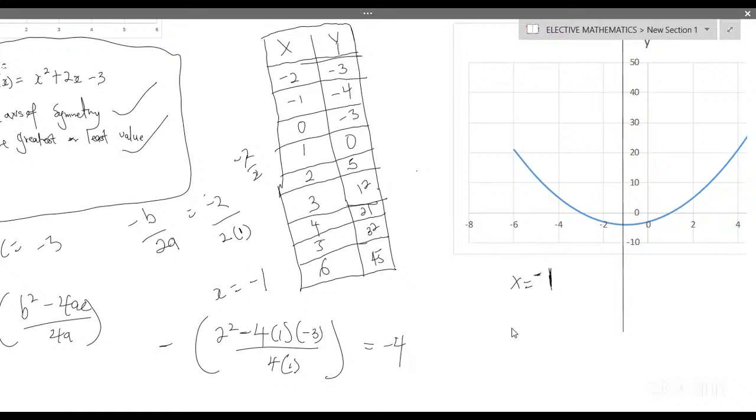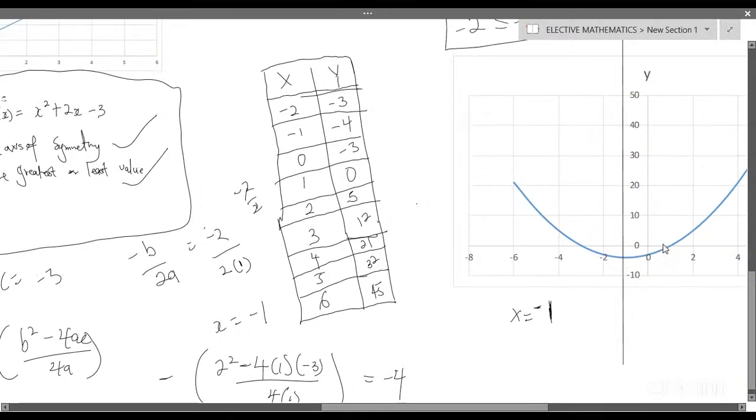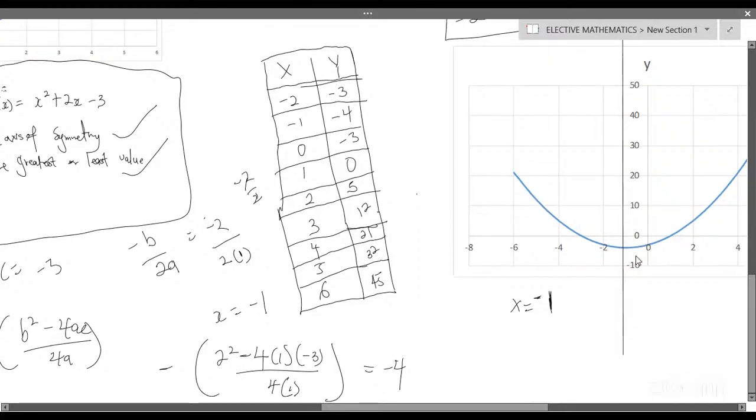Now, when we talk about the minimum value, we are talking about the lowest point where the curve intersects with the y-axis. Now, if you take a look at this graph, although the scale for the y-axis is 2 centimeters to 10 units, you can see that the lowest value is around this side.